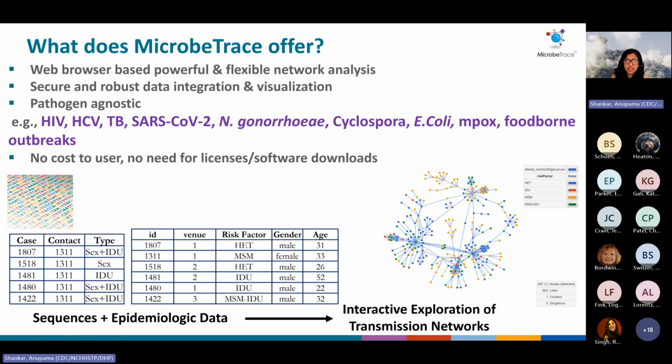Because you're able to combine the sequence and epi data, we find that very often the genomic side and the epi side tend to be siloed, and the most enriched analyses will have both of them. We're just trying to bring MicrobeTrace as one of the tools where you could actually combine the two and give you the whole picture about the outbreak.